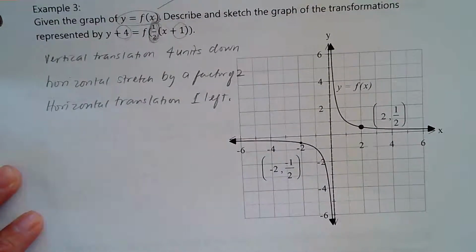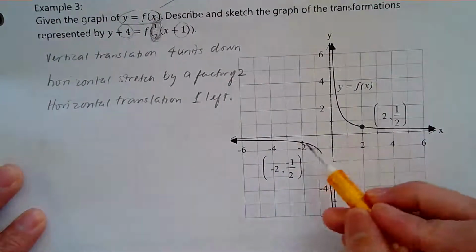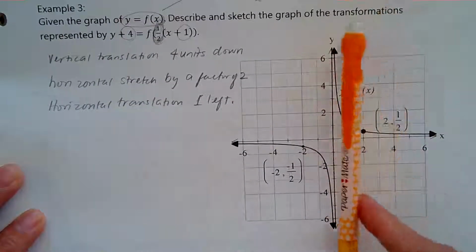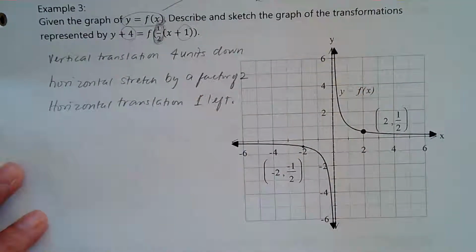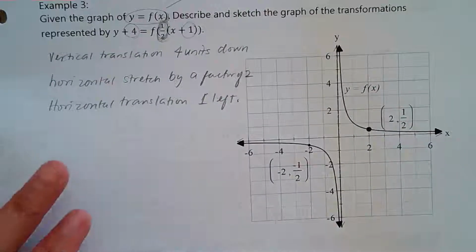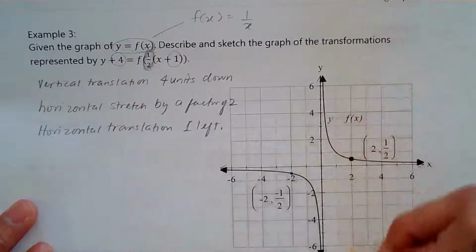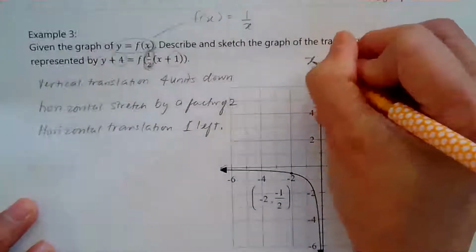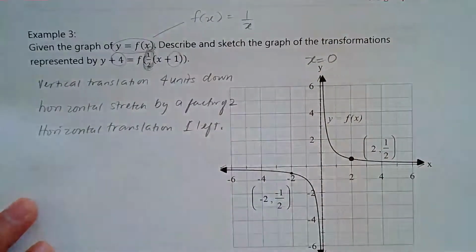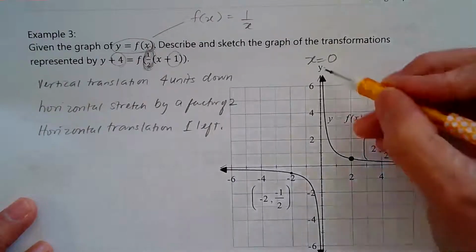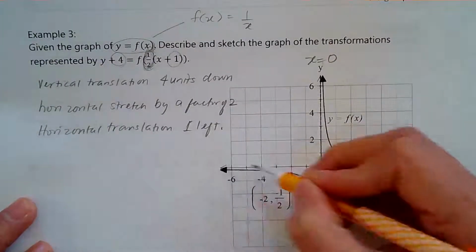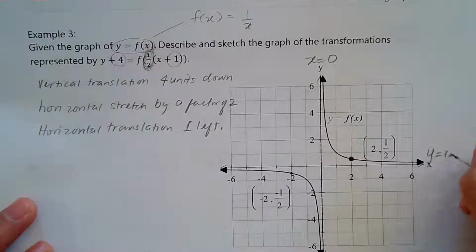So we have some points in here. Now, can you see the asymptotes? Where are the asymptotes here? You have two asymptotes, one a vertical asymptote at x equals 0. And can you see the other one? So this is x is 0. y equals 0. That's your asymptote.